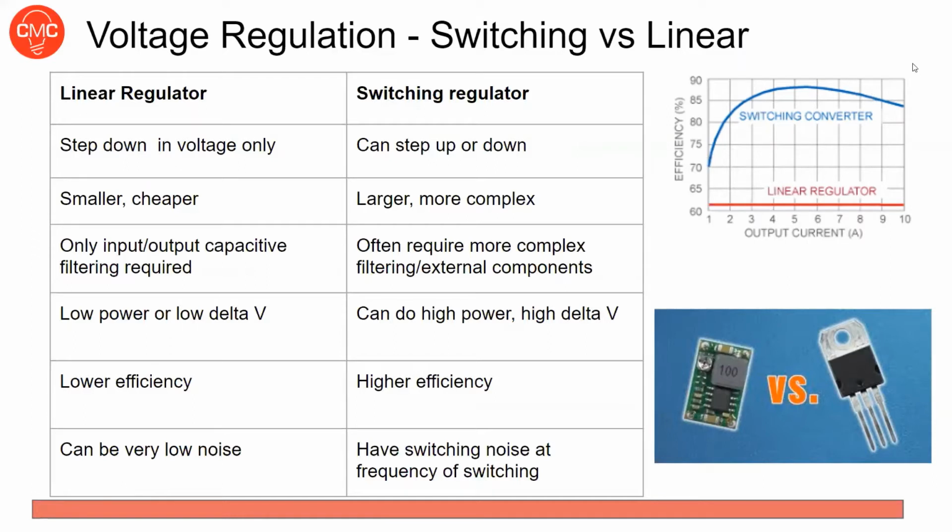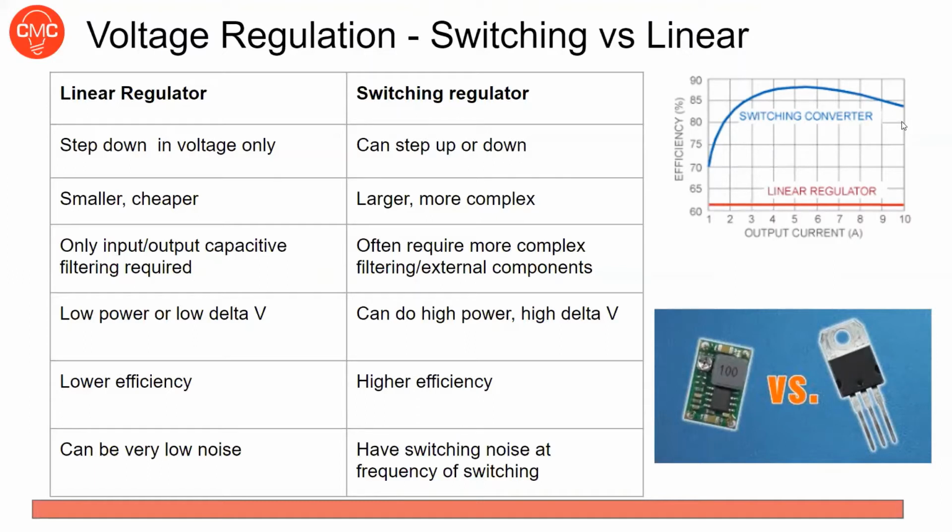Switching regulators are the other kind, switching converters. They can step up or down, whereas a linear regulator can only step down. So this could go from 24 volts to 48 volts. These are hugely more efficient, and this curve is a little bit arbitrary, honestly. You can get higher or lower efficiency than this depending on the converter that you use.